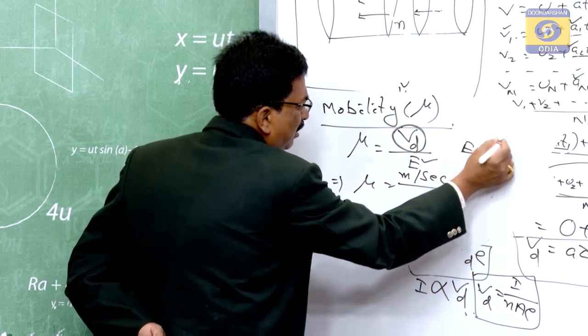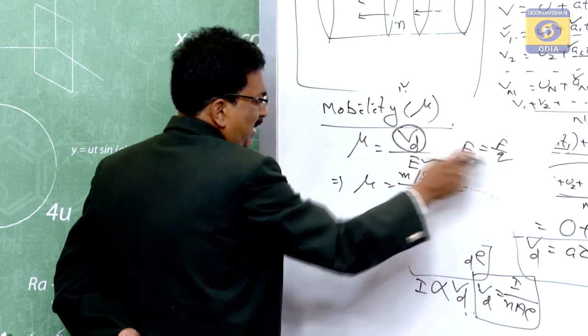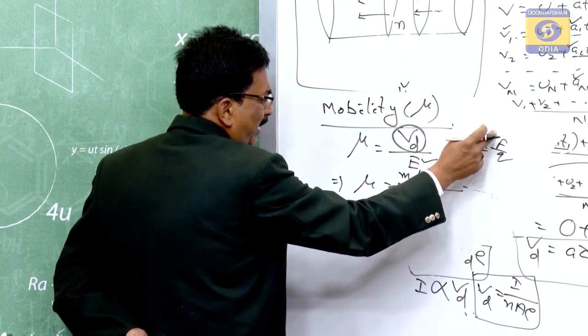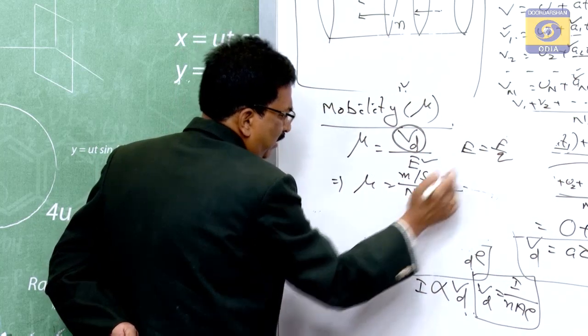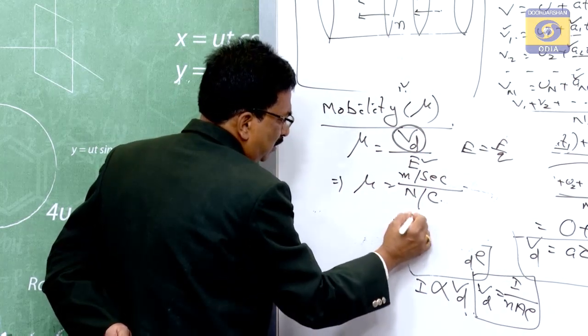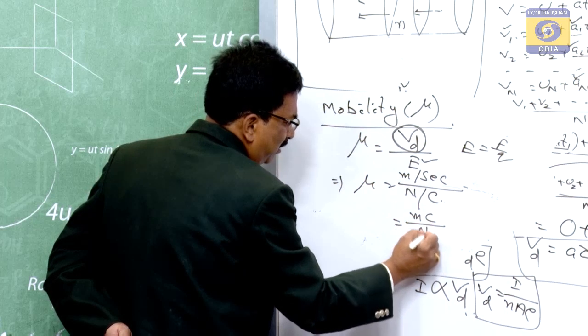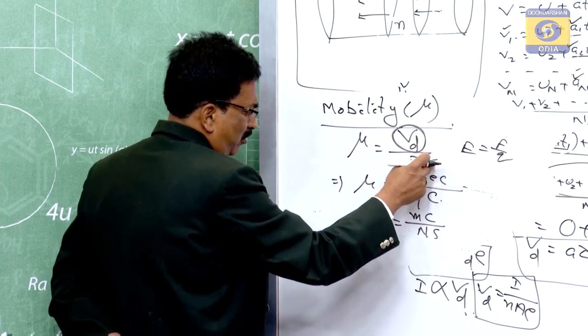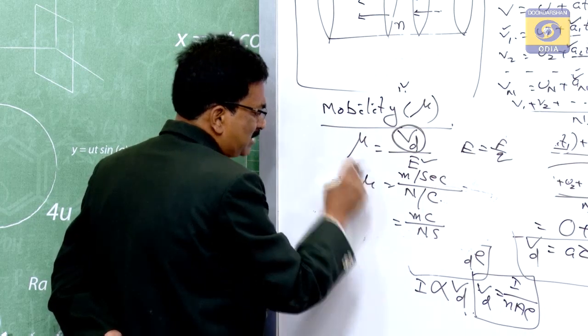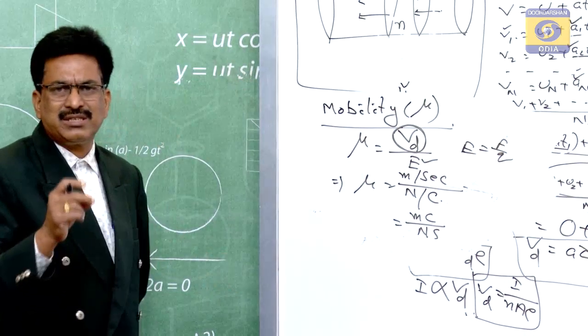E is equal to F by Q, that is the formula. So, the unit of E will be the F unit by the Q unit. The F unit is Newton and the Q unit is Coulomb. So, this is equal to meter Coulomb by Newton second. The second will come down and the Coulomb will go up. So, MC by NS will be the unit of mu, that is the mobility.